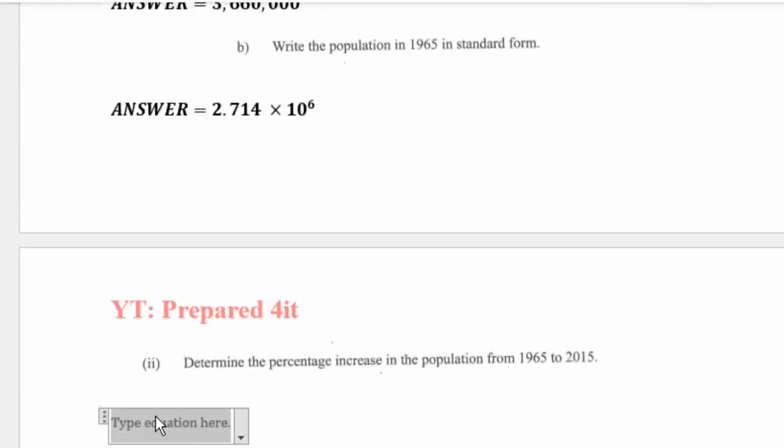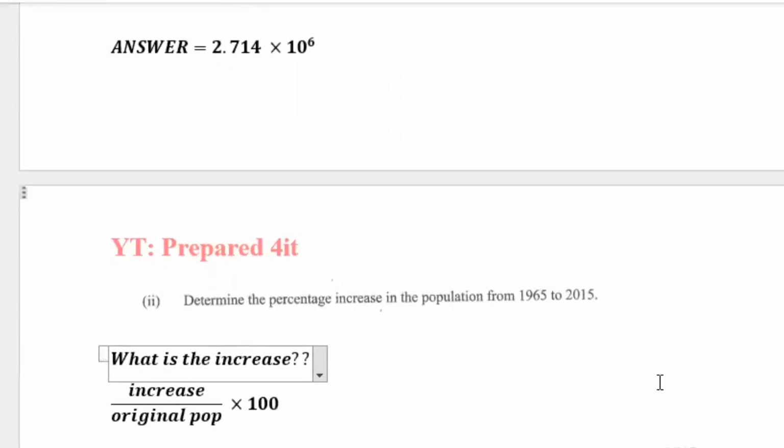So first you're looking at what is the increase, and then 2, you're going to do the increase over the original population, and that is being multiplied by 100. So anyone get the answers yet? So you're looking at the increase. So first you have to find out what the increase is.